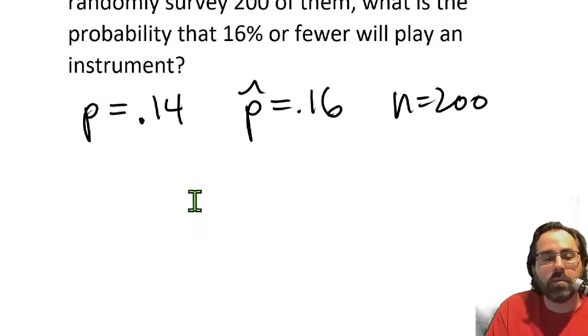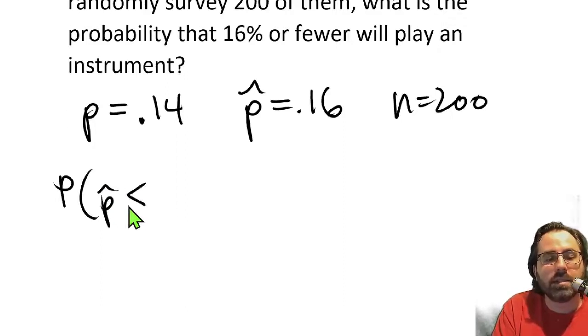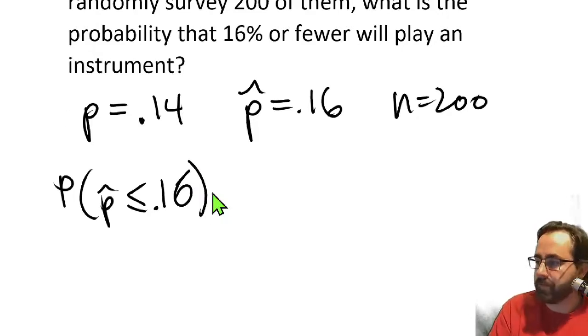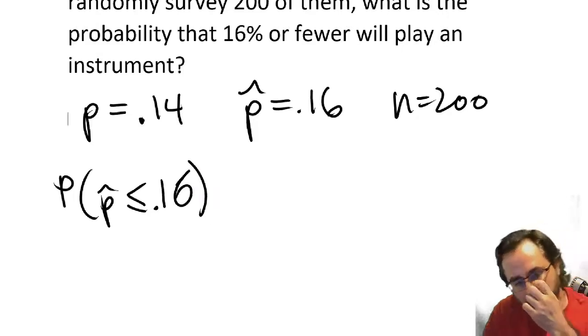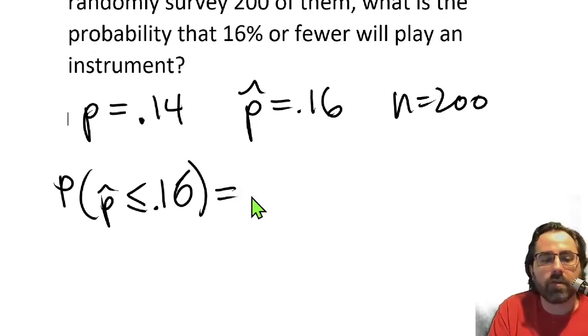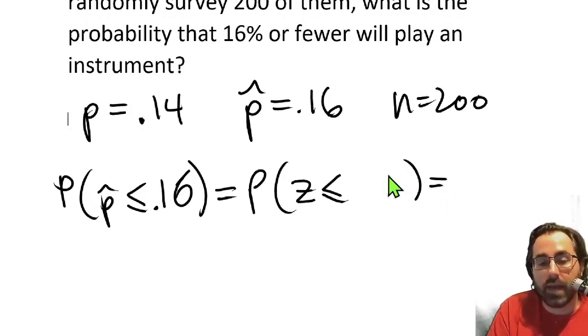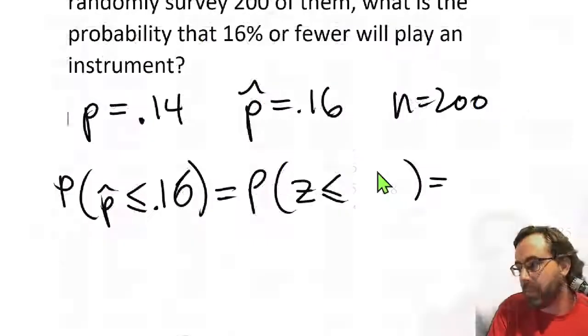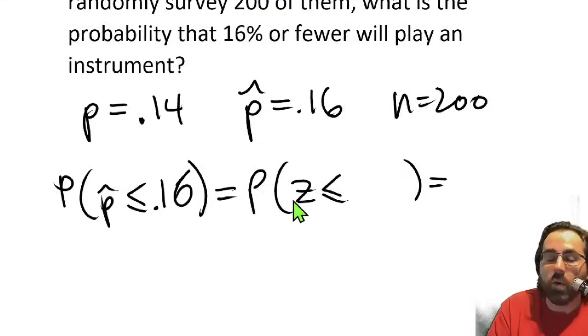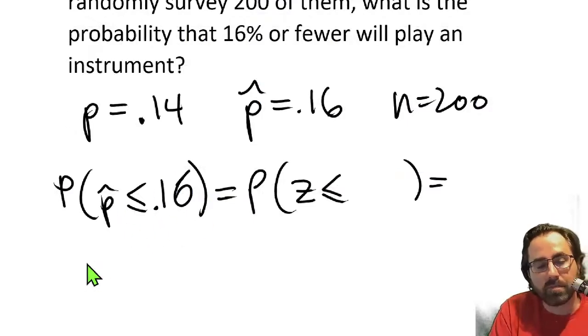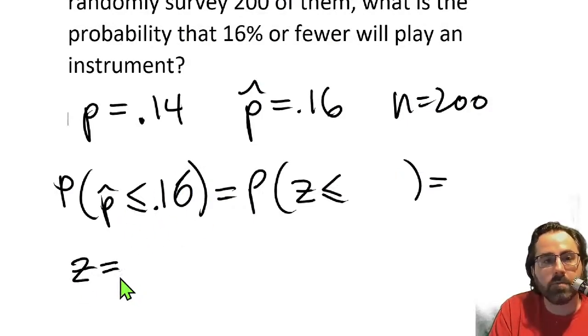So we're saying, what's the probability of getting a proportion less than or equal to 16% or 0.16? So let's do it. We're going to convert this to a z-score. What's the probability of z being less than or equal to a certain value? And our last step is going to be to write this value in and go to this table and look it up. But let's calculate our z-score.